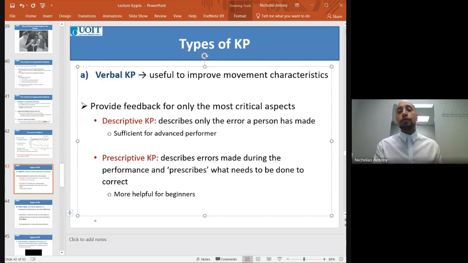And then it relates to the skill level of the learner. For beginners, they're probably going to need information on what they did wrong, but also how to fix it. Whereas people that are already sort of advanced in that motor skill only need to know what they did wrong because they already have an awareness of what they need to do to correct it. Does that make sense? Everyone? Cool.